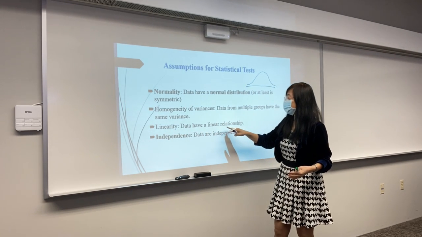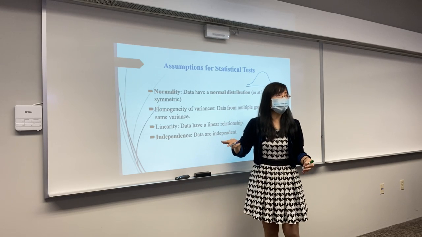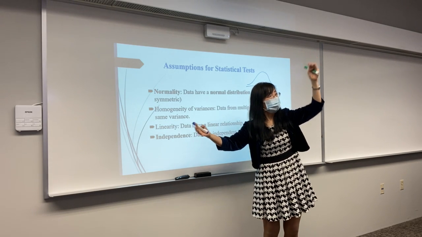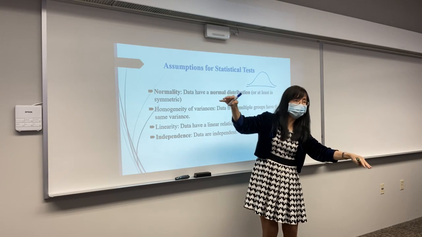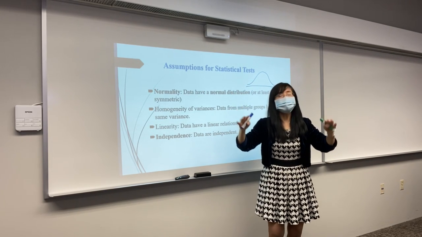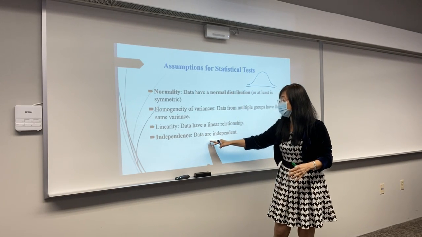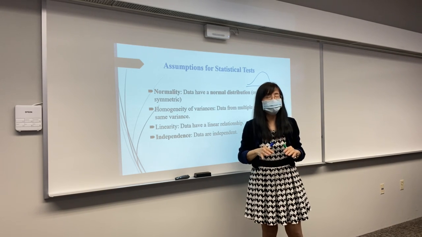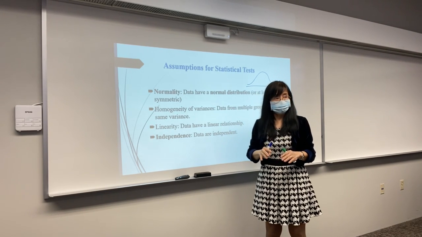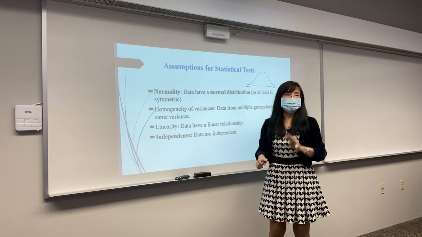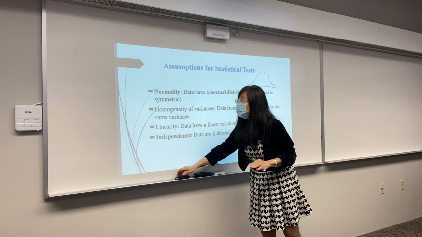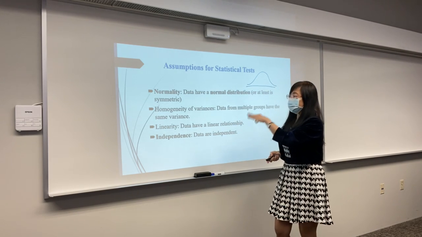Another assumption is linearity. That means data should have a linear relationship. If this goes up, this should go up. If this goes down, this should go down. Or they have some relationship. And then data should be independent. However, life is not always perfect.